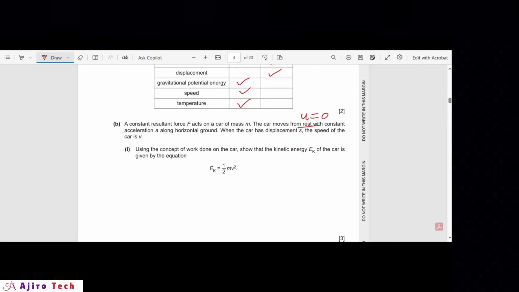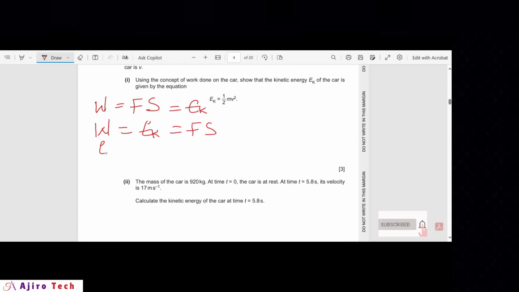Now with the work done, let me use W as work done. Work done is equal to force times distance, which is equal to kinetic energy. So that's to start with. So in essence, we can say kinetic energy is force times distance. Don't forget that force is also given as ma, so that means mass times acceleration times displacement. So that's our kinetic energy.